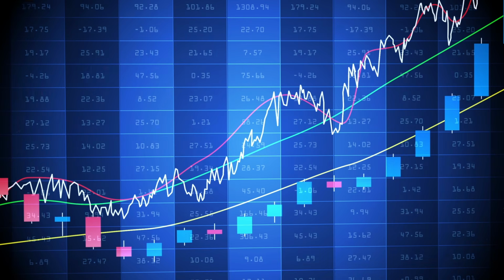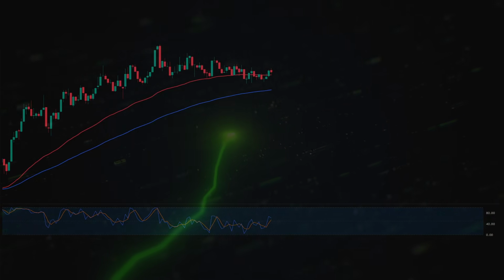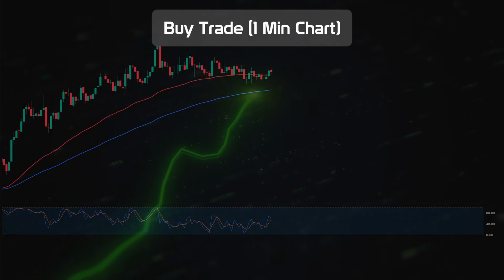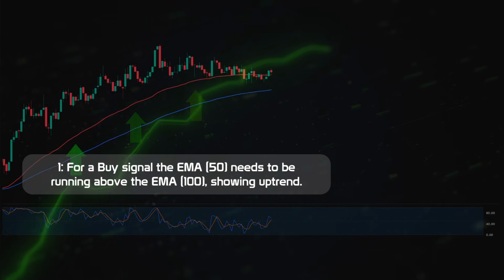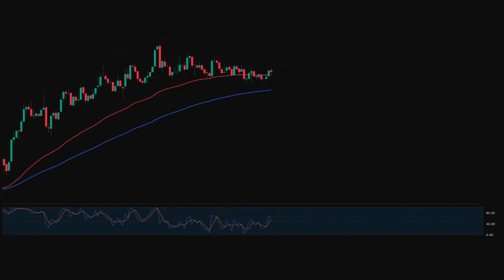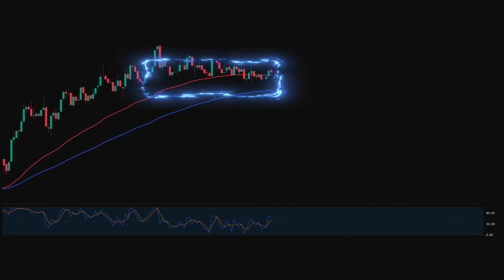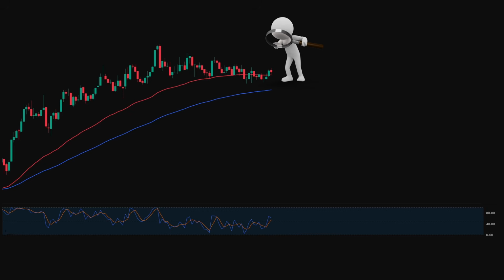To be taking buy trades you want to see some kind of uptrend or range in market, but not a clear downtrend. For a buy signal, the EMA 50 needs to be running above the second EMA 100, indicating price is in an uptrend. Wait for price to return towards the EMAs and ideally for a rejection of the 50 and wait until it breaks back above it.